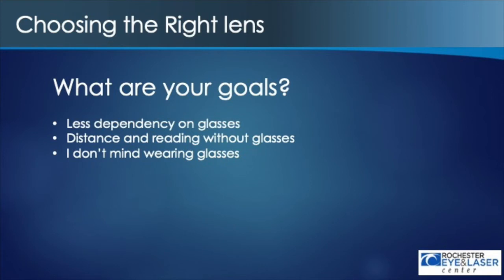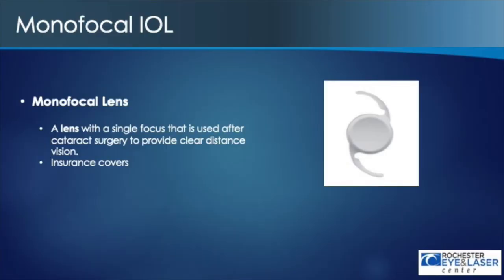But this is what we kind of look at before even discussing the lenses. We look at what are your goals? Like, do you want to wear glasses less? Do you want to be out of readers? Are you okay with wearing readers, but you want better distance? Those are things that we're going to ask you, because that's going to help us determine what lens to put in, okay? What lens would be right for you. Okay. So this is the monofocal lens I was telling you about, and insurance covers it.